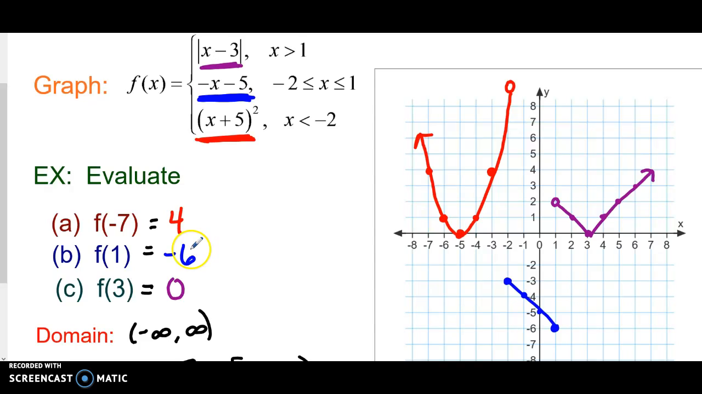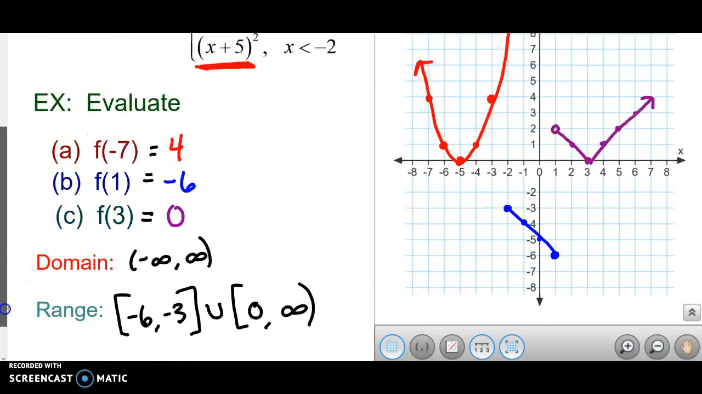So f of -7 was 4. f of 1, if I'm looking at my graph now, it's an open circle here and it's closed down here, and the closed circle means that that's where it's defined. So that's why that's -6. And last but not least, f of 3, I go to 3. That one's in the purple zone, so we got 0. And again, I could have done all these things just by strictly looking at the domains of my piecewise function and then plugging into those pieces.